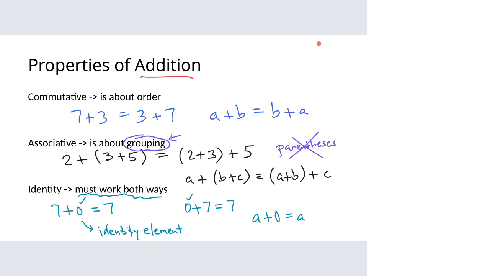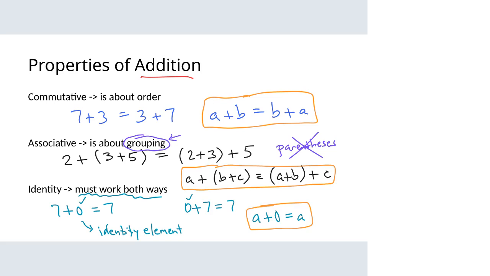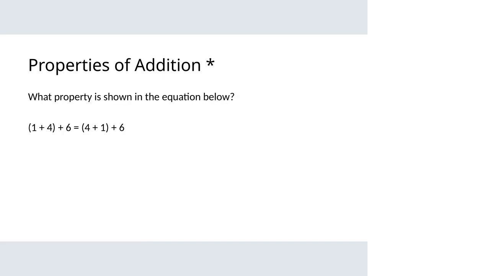So what we have here is these three general properties: commutative, associative, and identity. And they all work with addition. Any questions about those before I ask you a question? Okay. I'm going to do a poll for this one. What property is shown in the equation that you've been given?